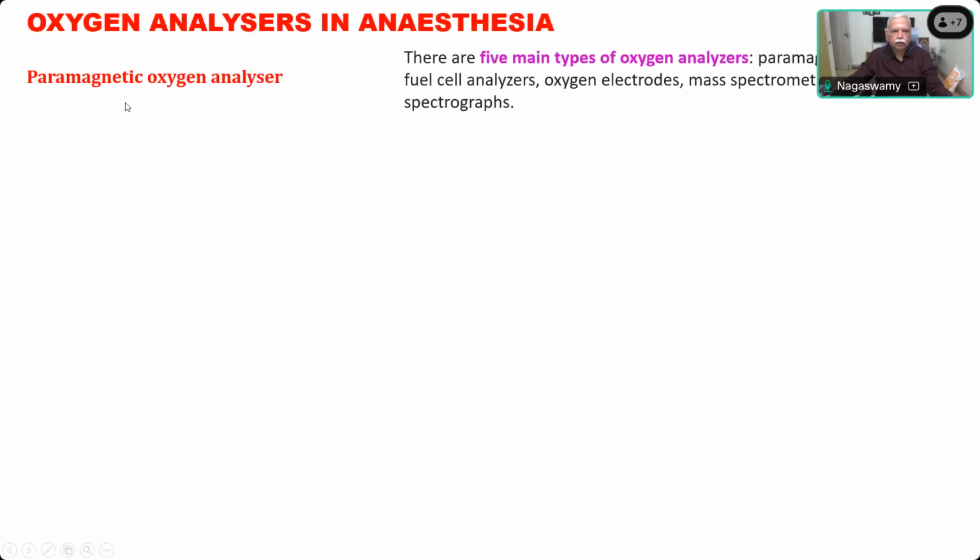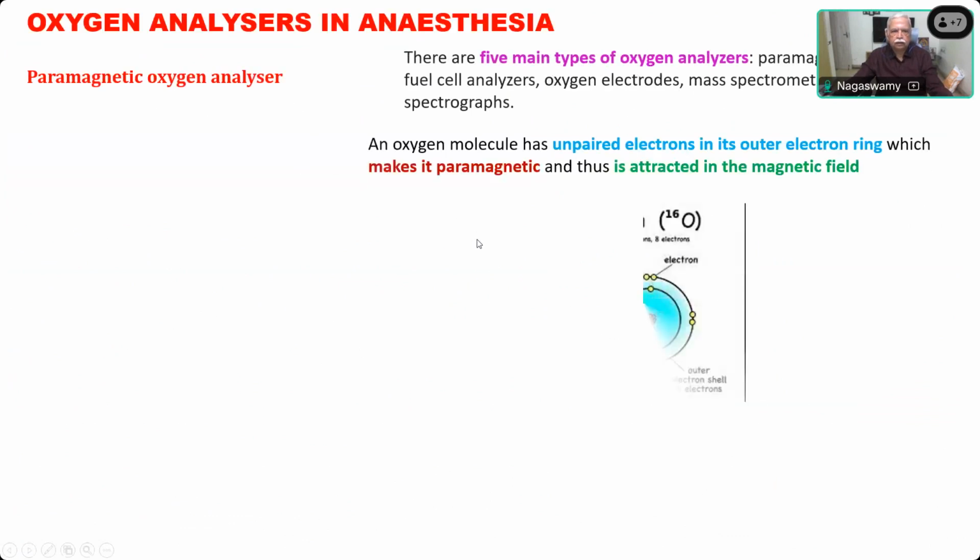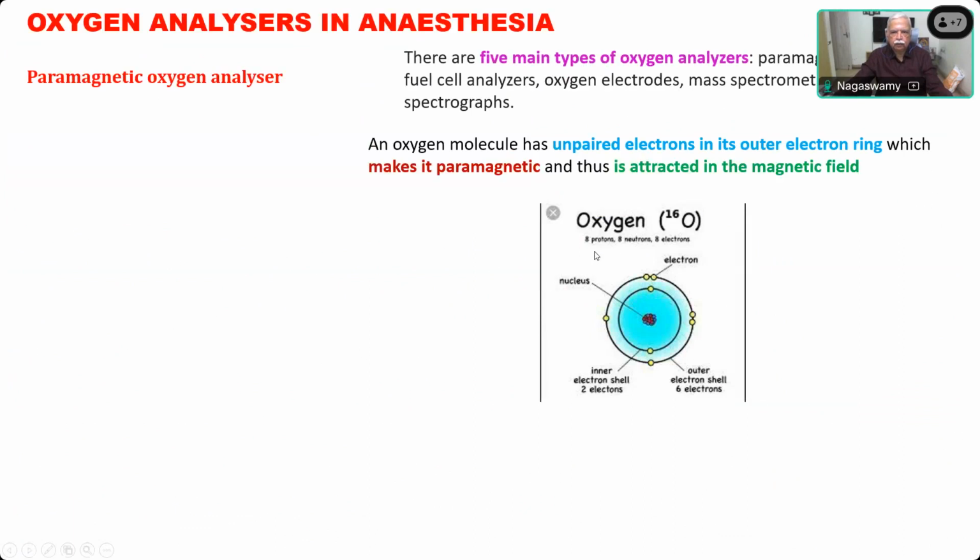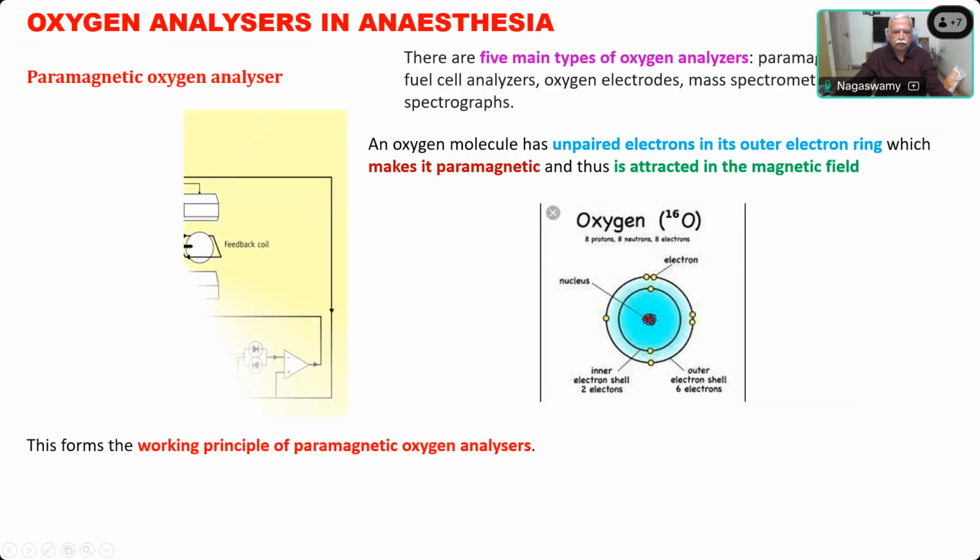So coming to the first one, the paramagnetic oxygen analyzer, the principle of that is an unpaired electron in the outer ring. The oxygen molecule has an unpaired electron in the outer ring, which makes it paramagnetic. That is, it will get attracted towards the magnet. And this is the working principle of the paramagnetic analyzer.